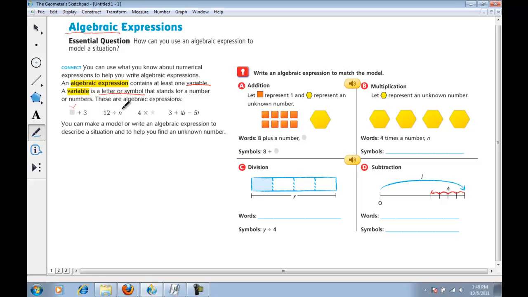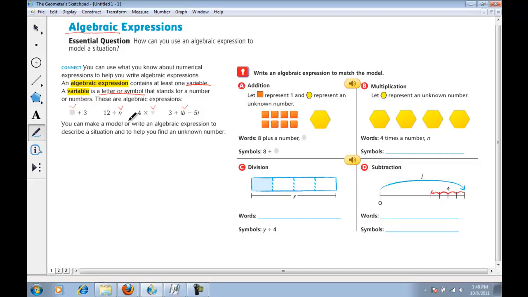Here, 12 divided by n. Do you see the variable? If you said n was the variable, you're correct. It stands for an unknown value. 4 times star. Yep, the star is the variable. Look at this one. It looks a little more complicated. Do you see a variable? n3 plus the quantity b minus 5? Yep, it's right there, the b.